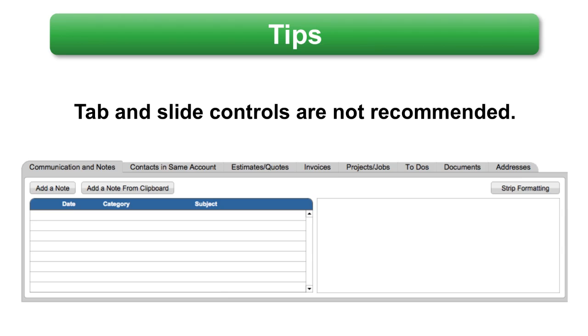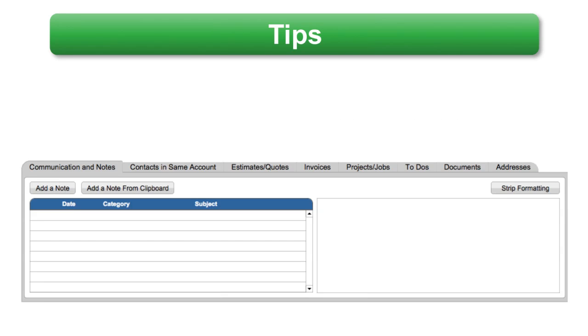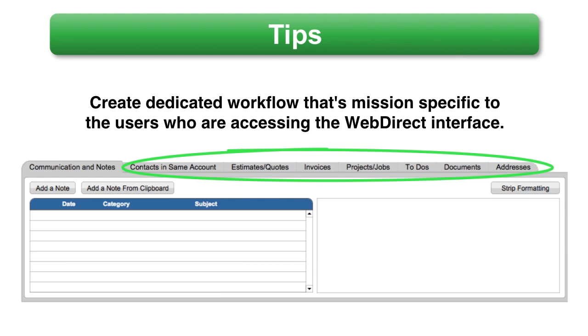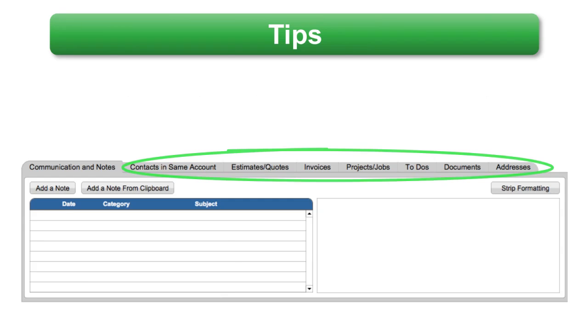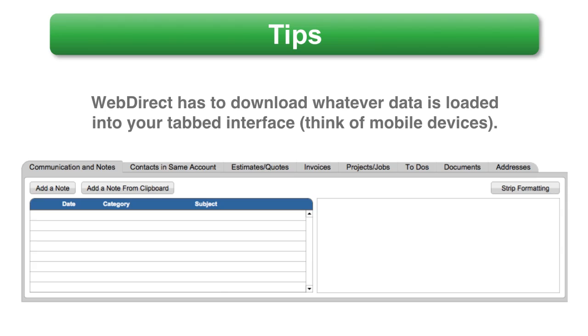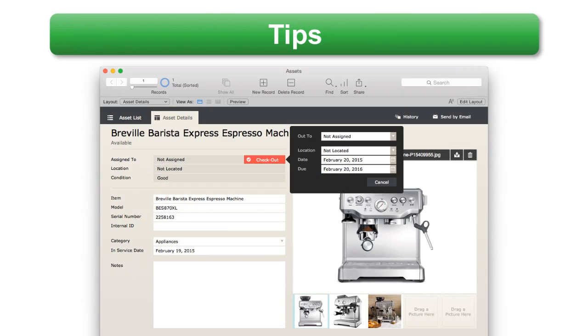I recommend using tab and slide controls sparingly, just for the sake of not loading extra data on your screen that you don't need. Once again, create a dedicated workflow that's mission specific to the users who are accessing the WebDirect interface. If you create tabbed interfaces and you load tons of data into the tabbed interface, WebDirect has to download all that information to display it. And if you have an underpowered Android device, that's going to make your life more challenging than it has to be. The same is also true for popovers.